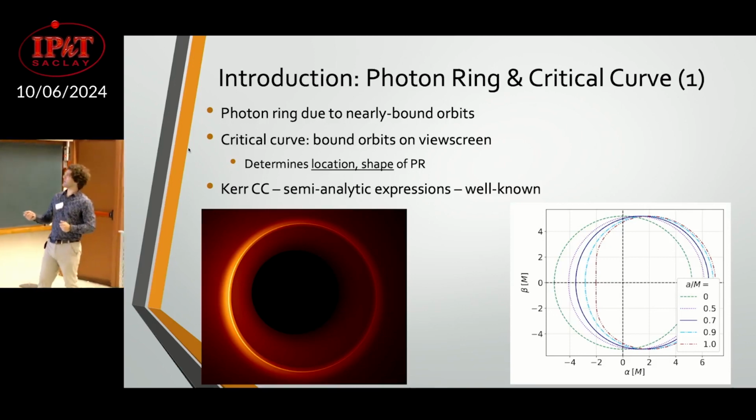I'll talk about that later, but one of the really crazy things is that every point on this critical curve, as you move around, a different angle on this critical curve corresponds to a different radius of bound orbit. So as you're moving around in angle on your view screen, you're actually probing a different radius of bound orbit near the black hole, which is kind of crazy.